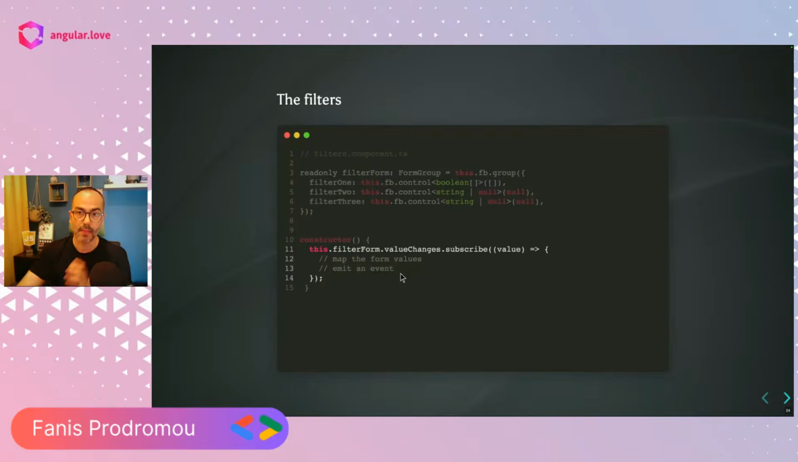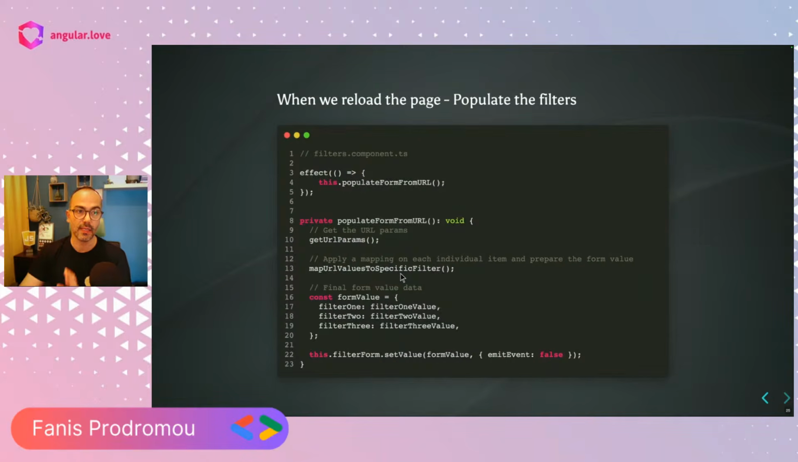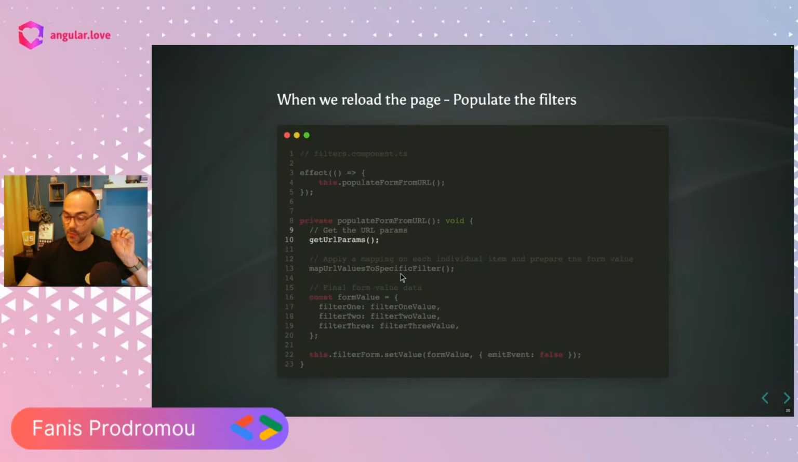Nice. But wait a minute. What we also said is that when we reload the page, we have to populate the filters. We have to grab the URL parameters, map those parameters to specific filter values, and eventually prepare the form value so that we can then set it into our form, which is nothing that fancy at this point, right? The only thing we're doing is grabbing the values, preparing the form value, and setting it back to our form. Nice, and things will work so far.